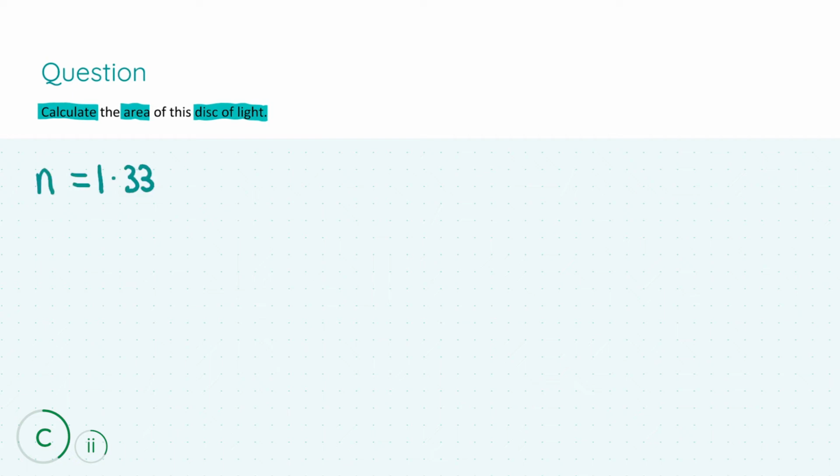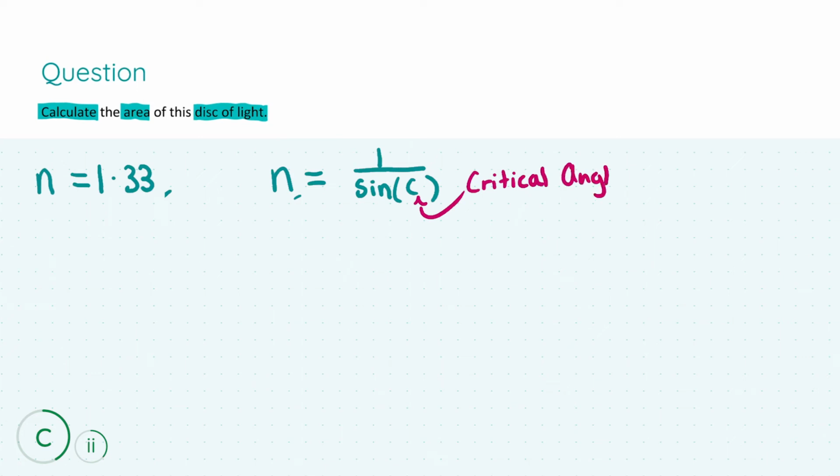This connects to the critical angle in the formula n, which is the refractive index, is equal to 1 over sine c, where c here is the critical angle and corresponds to our theta sub c, which I showed in my diagram. Therefore, we can just substitute the value of n into the formula, rearrange our formula, and in short, we can find out what the critical angle is.